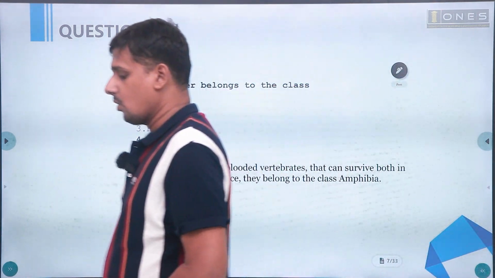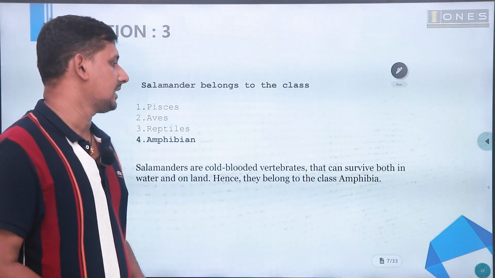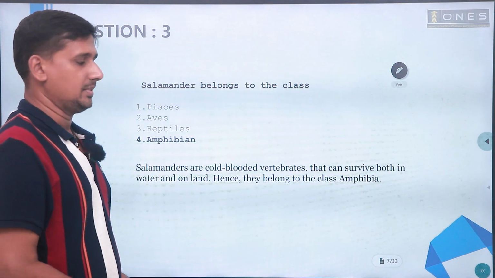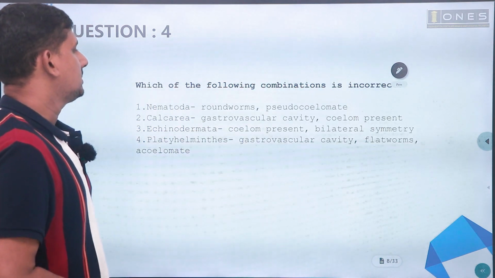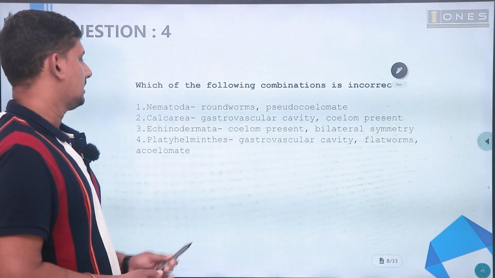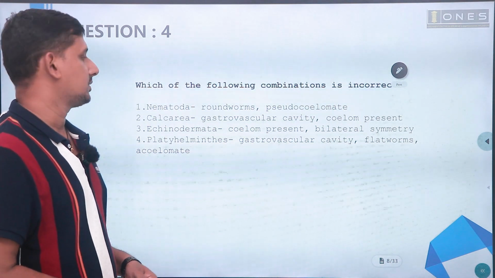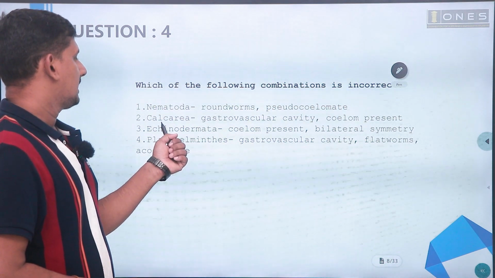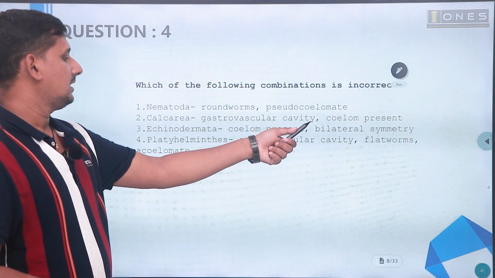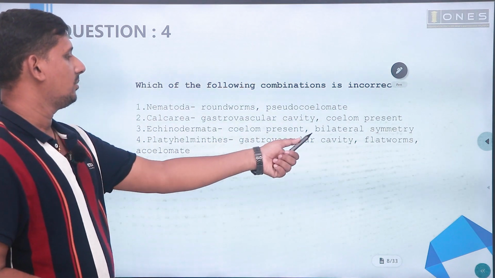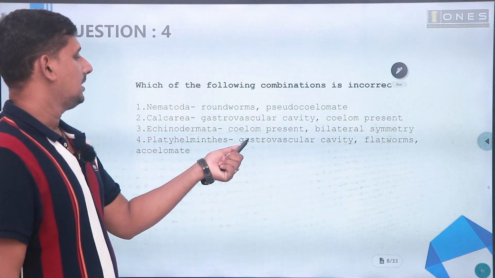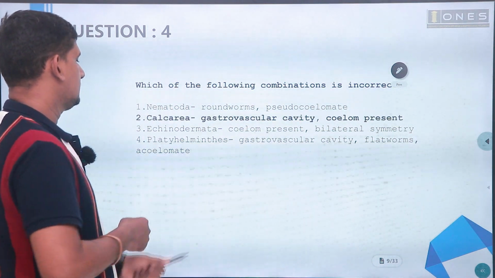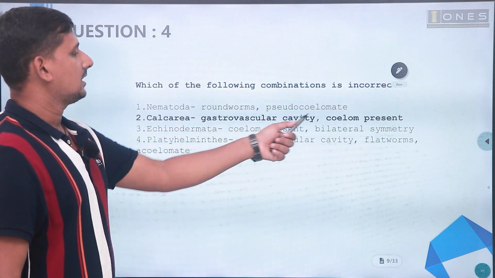So salamanders are cold-blooded vertebrates that can survive both in water and on land, hence they belong to the class amphibia. Okay, now next question is which of the following combination is incorrect? So the first combination is incorrect ഏതാണെന്നാണ് ചോദിച്ചിരിക്കുന്നത്. So nematode, roundworms, pseudocoelomate; calcarea, gastrovascular cavity, coelom present; echinodermata, coelom present, bilateral symmetry; platyhelminthes, gastrovascular cavity, flatworms, acoelomates. So the right answer is calcarea, gastrovascular cavity, coelom present.